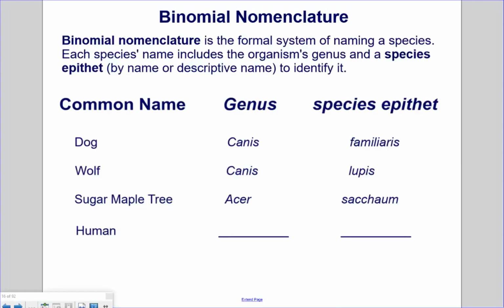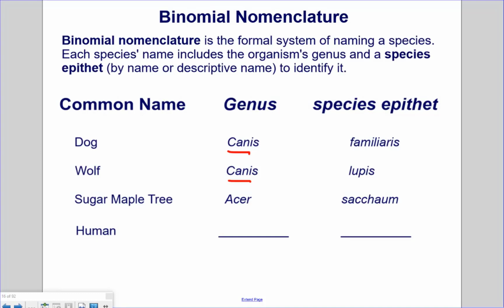Binomial nomenclature. Binomial nomenclature is the formal system of naming a species. Each species name includes the organism's genus and a species epithet, or descriptive name, to identify it. So for example, dog and wolf are both common names, but they both have the same genus name. They're both Canis. Their species epithet, however, is different. For the domesticated dog, it's familiaris. For the wolf, it is lupus.